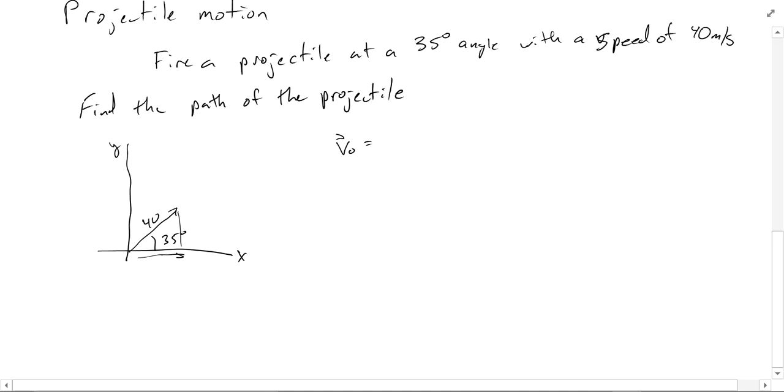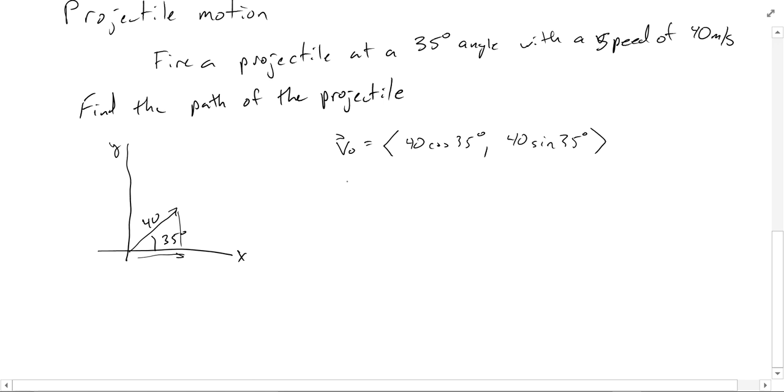So if I look at the cosine, that's the adjacent over the hypotenuse. What I get is that the initial x component of the velocity would be 40 times the cosine of 35 degrees, and the initial y component would be 40 times the sine of 35 degrees. Alright, so that's our initial starting velocity.